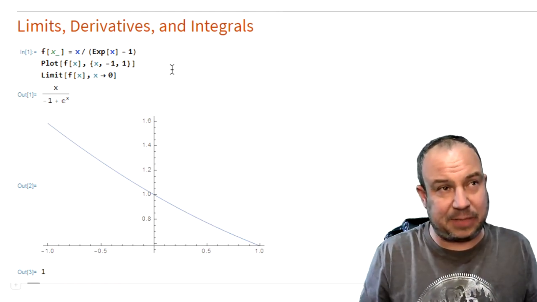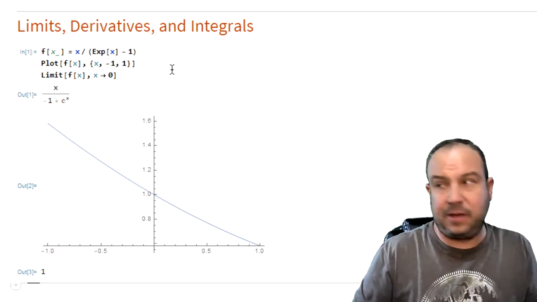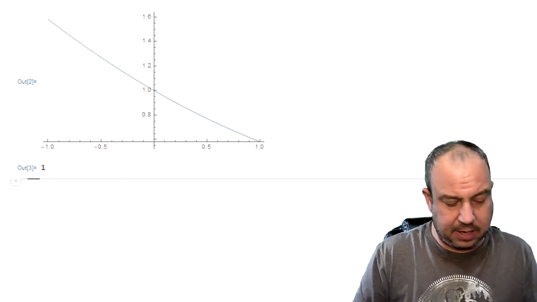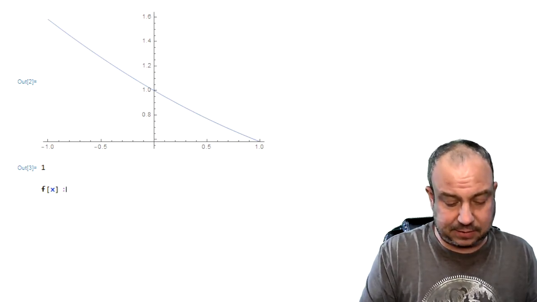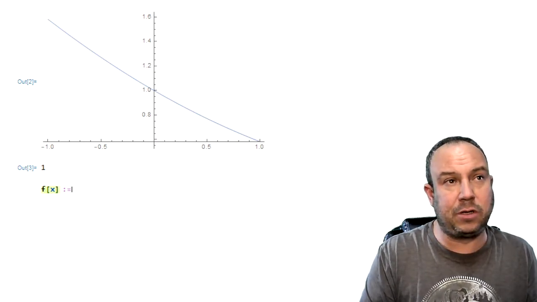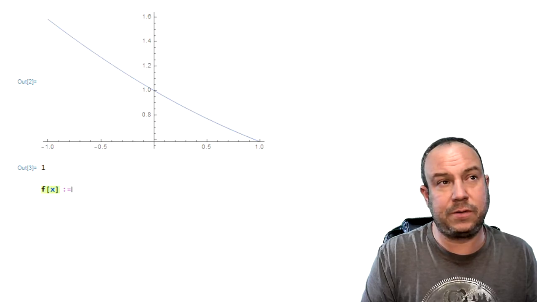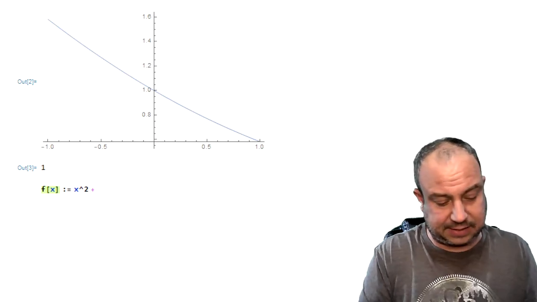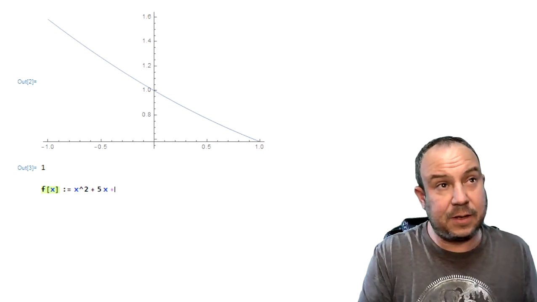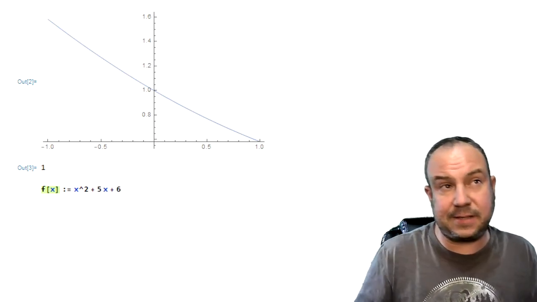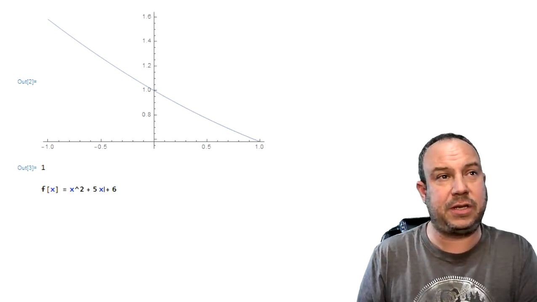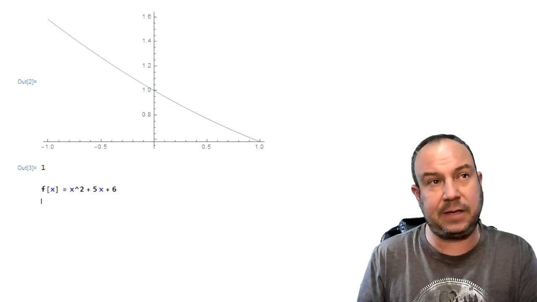Mathematica not only does limits, it does derivatives. If we add another line of code here, maybe we declare another function. Let's declare f of x colon equals, let's go with x squared plus 5x plus 6. We'll call that out as our function, and I'll just declare it.